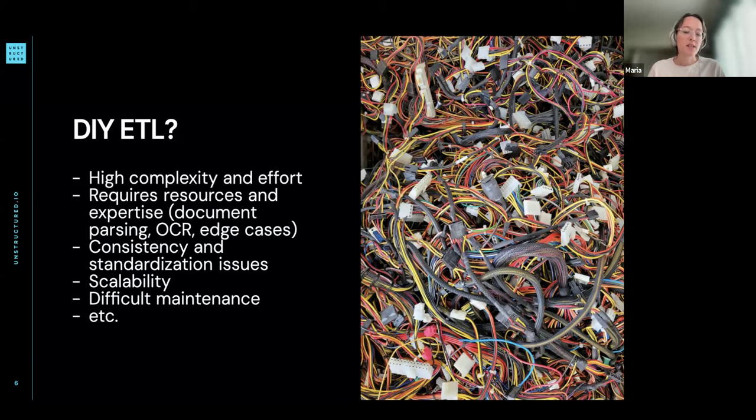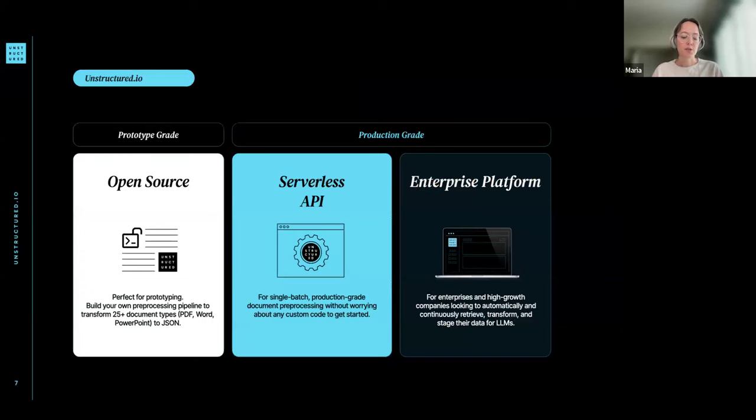And there is an easier solution to this problem, which I'm about to show you today, and this is using unstructured.io. Unstructured.io comes in three different flavors. There is an open source library that you can use to pre-process 25 different document types, PDFs, Word documents, PowerPoint, Markdown, HTML, and many more into a standardized JSON format. And this is great for quick prototyping, for figuring out what your POC is going to look like.